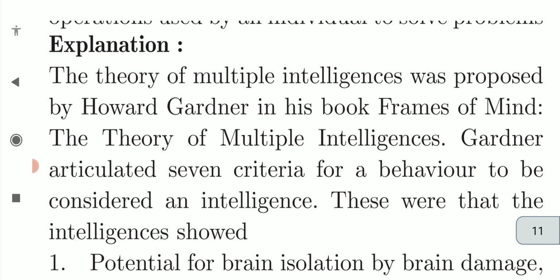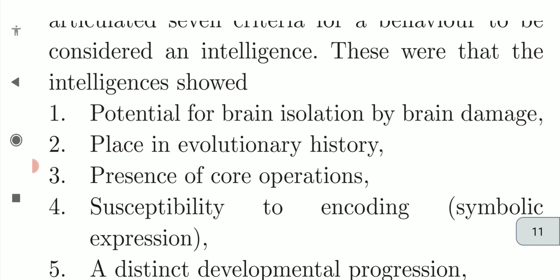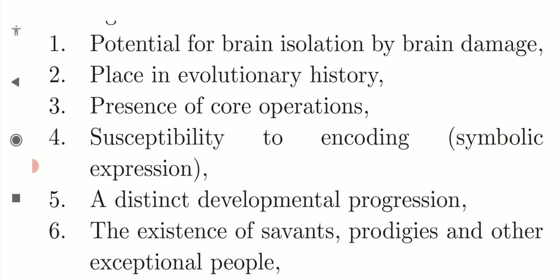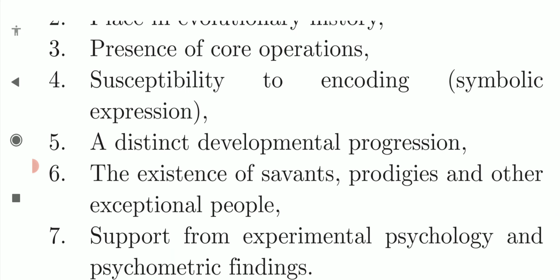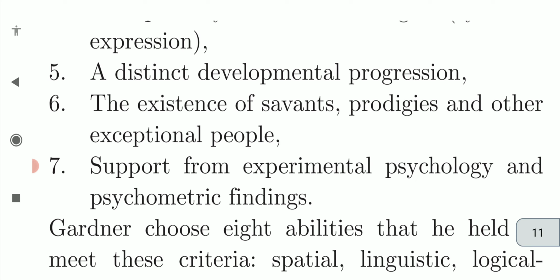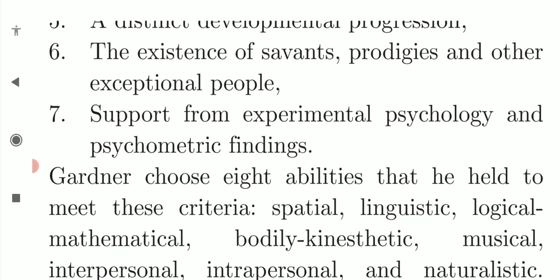The theory of multiple intelligence was proposed by Gardner in his book Frames of Mind. For the theory of multiple intelligence, 7 criteria are there: potential for brain isolation by brain damage, place in evolutionary history, presence of core operations, susceptibility to encoding, distinct developmental progression, the existence of savants, prodigies, and other exceptional people, and support from experimental psychology and psychometric findings.